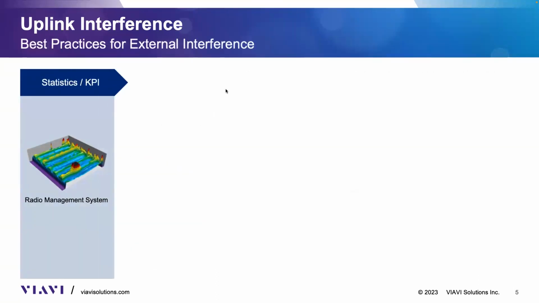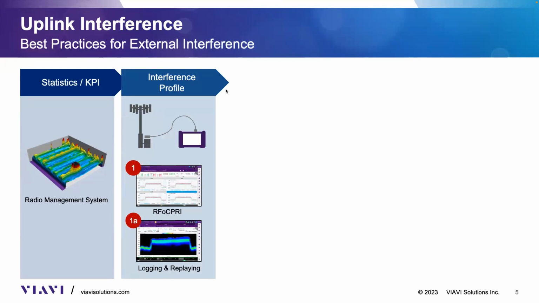Now, how can we find and do a proper interference analysis? Typically, we receive a KPI, a key performance indicator, from the management system indicating that there's a problem in a certain area. But as a best practice, the first thing we need to do is know what that interference looks like. Because if we just receive the note that there's an area with interference and we just go and try to find it, it's going to be extremely difficult because we don't know exactly what we're looking for. And there might be multiple interference signals.